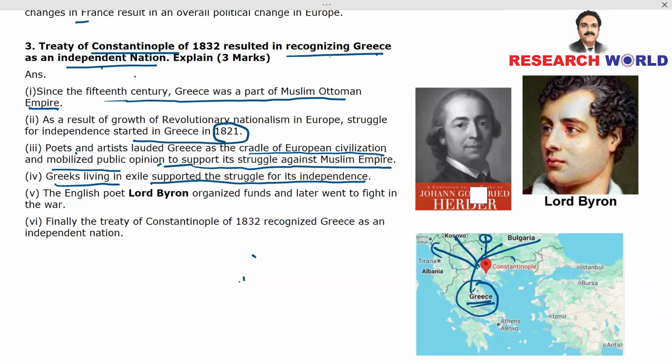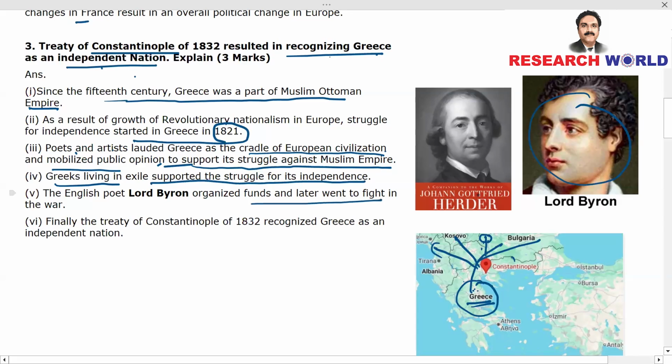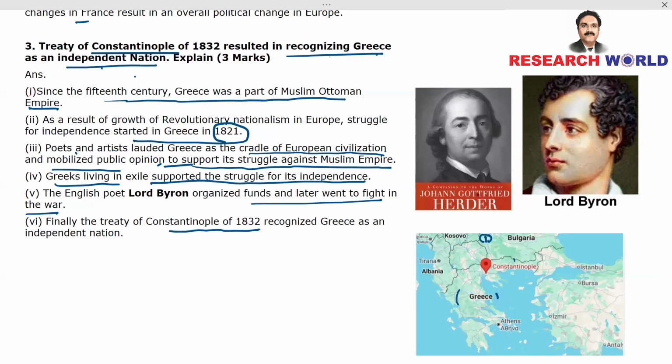The English poet Lord Byron, you have a portrait of Lord Byron here. The English poet Lord Byron organized funds and later went to fight in the war. He himself got involved in the war against the Ottoman Empire for the independence of Greece. Finally, the Treaty of Constantinople. Constantinople is a place in this part of Greece. All right. So finally, the Treaty of Constantinople of 1832 recognized Greece as an independent nation.